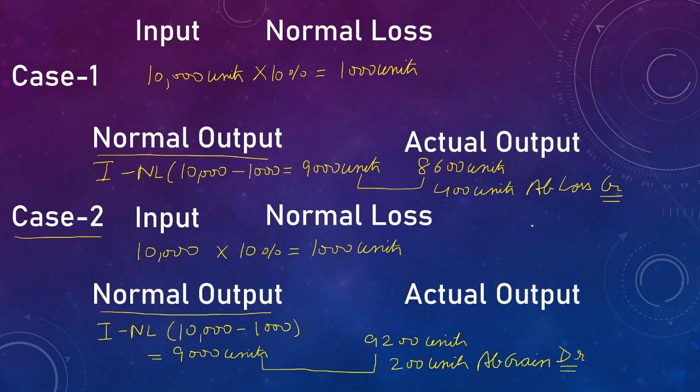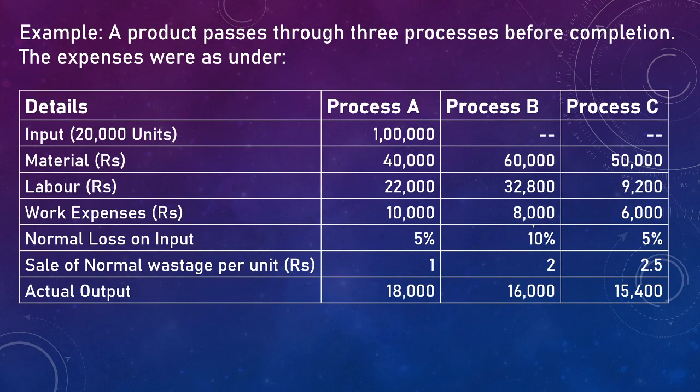So friends, now we discuss how the process accounts are prepared. In this question, a product passes through three processes before completion. Number one is process A. The output of process A becomes the input of process B. The output of process B becomes the input of process C, and the output of process C is sold in the market because it is finished goods.